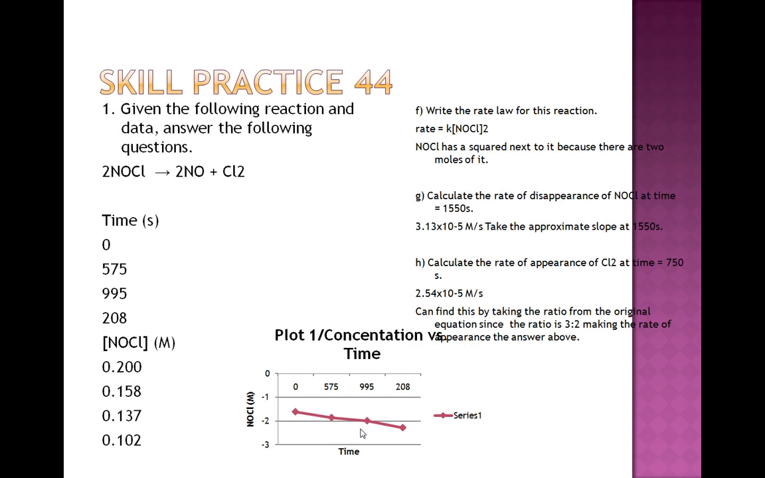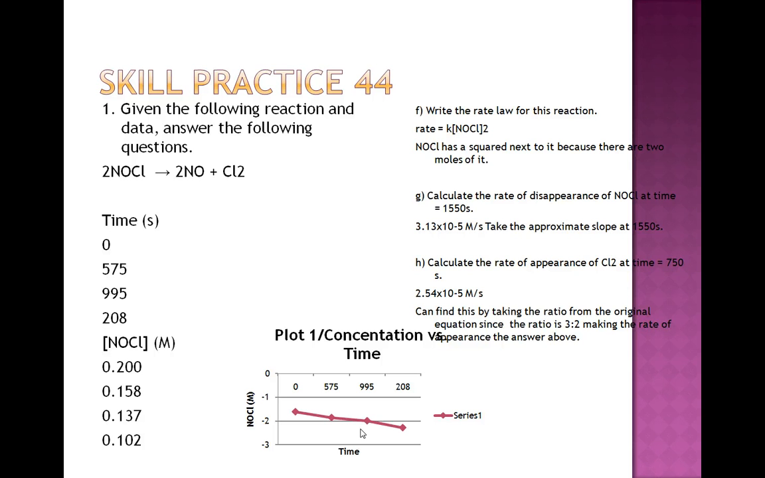Okay, F, write the rate law for this reaction. Rate equals K NaCl squared. Now it has a squared next to it because there are 2 moles of it. G, calculate the rate of disappearance of NaCl at time 1550 seconds. Alright, so you would take the approximate slope at 15 seconds using the plot 1 over concentration versus time graph, which is 3.13 times 10 to the negative fifth.